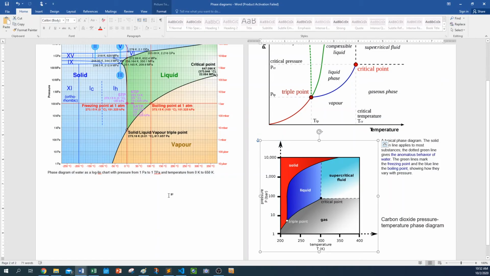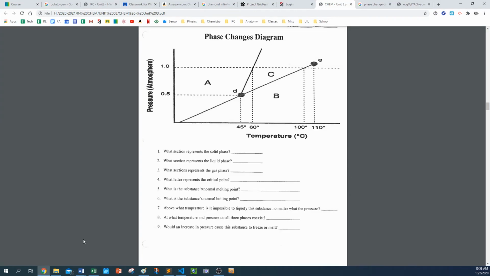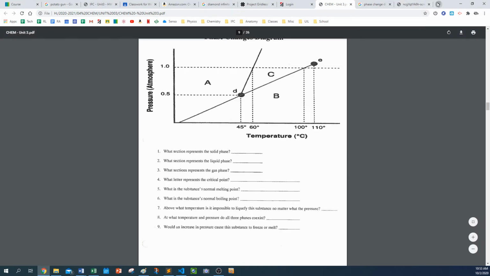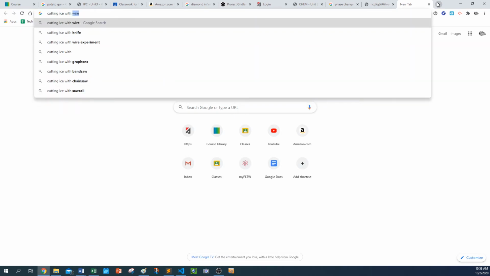Very good question. Look at water. There's a way that I can increase the pressure and make it go from a solid to a liquid. You can actually melt ice with pressure. By increasing the pressure, you can turn solid ice into liquid water. So let me look that up. Cutting ice with wire.